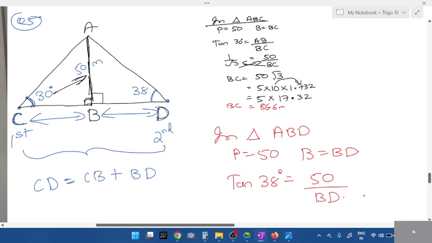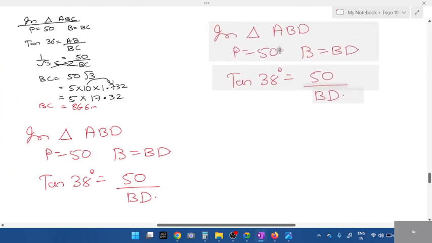Now, this is a bit complicated. It is a bit tough. I'll teach you all how to solve. Write it till here. All of you will write it till here, students. After this, it is tough. I'll explain the entire concept now. It is totally a different concept. Did you understand how we got tan 38 is equal to 50 by BD?